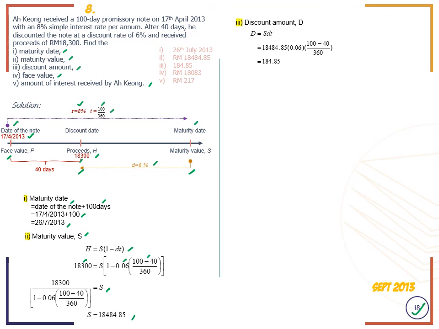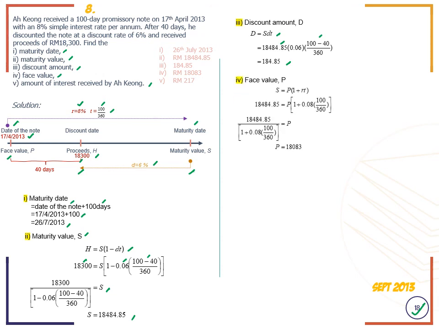Next, discount amount. Discount amount is denoted as D. To find the discount amount, apply this formula, D equal to SDT. Replace S with 18,484 ringgit 85 cent, D equal to 0.06, and T as 100 minus 40 over 360. Therefore, the discount amount is equal to 184 ringgit 85 cent.